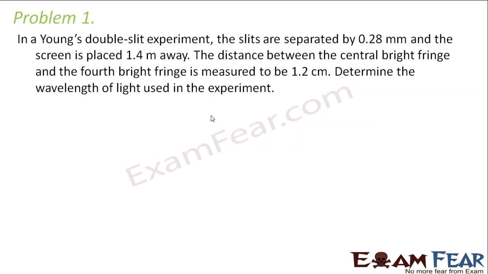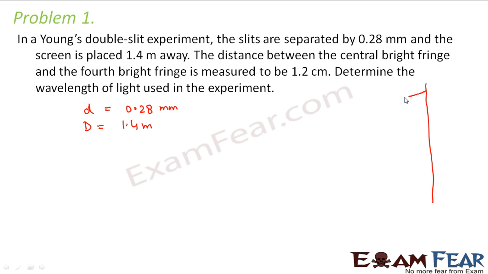The problem says in a Young's double slit experiment, the slits are separated by 0.28 millimeters and the screen is placed 1.4 meters away. So what are the values given? Distance between the slits is 0.28 millimeters. Distance of the screen is capital D, that is 1.4 meters. Distance between the central bright fringe and the fourth bright fringe is measured to be 1.2 centimeters.